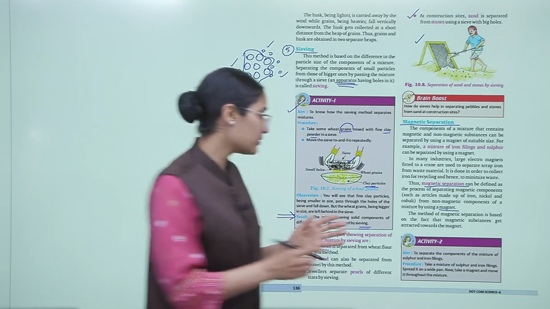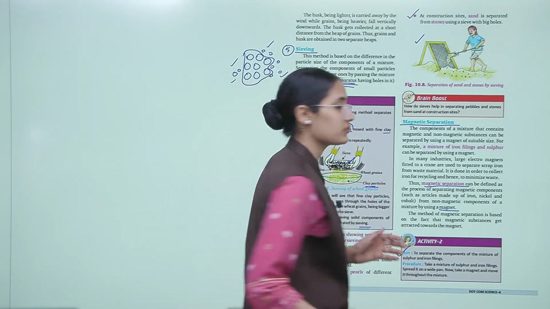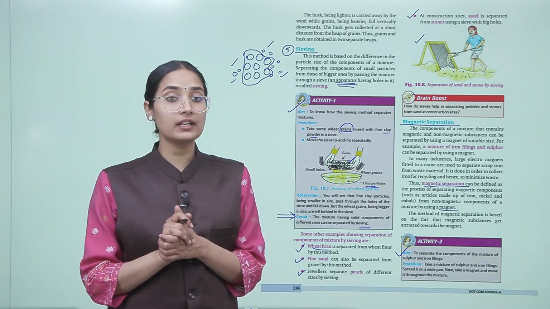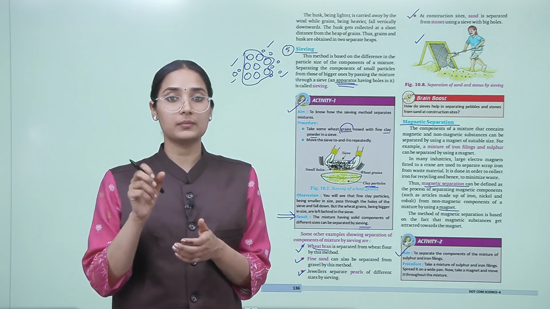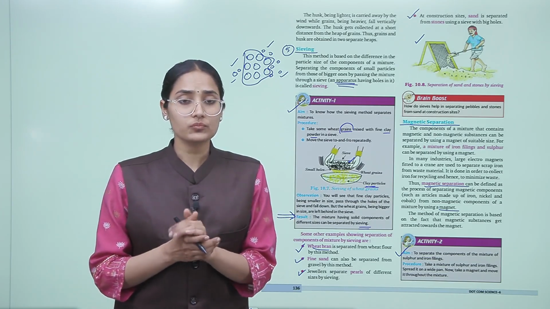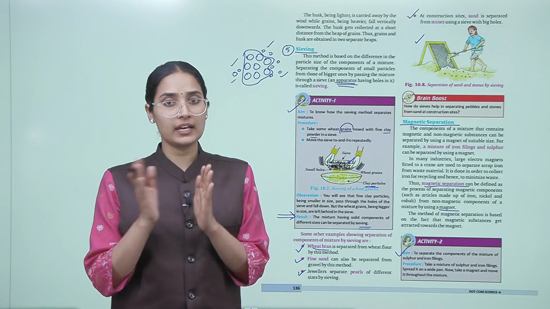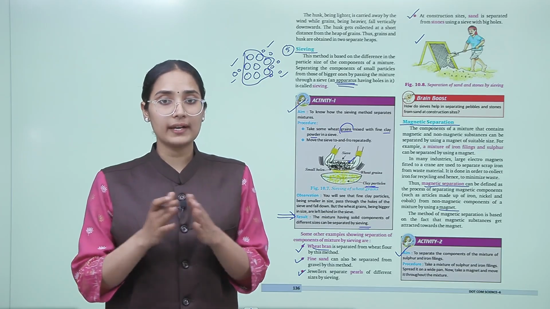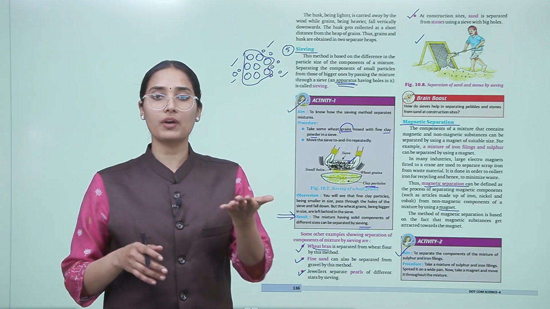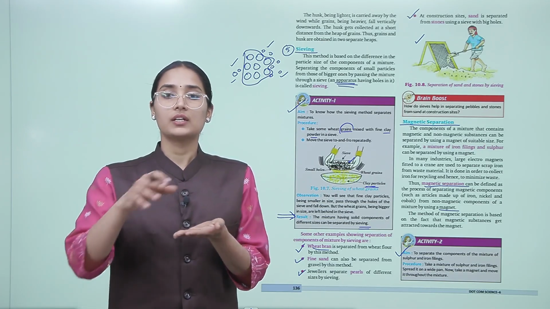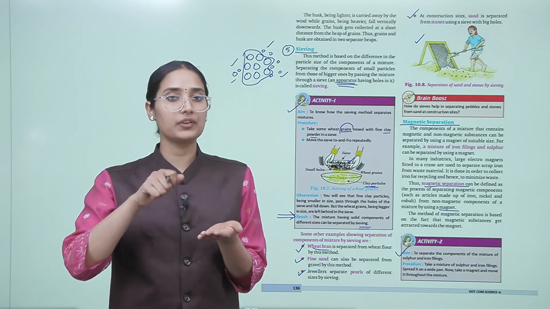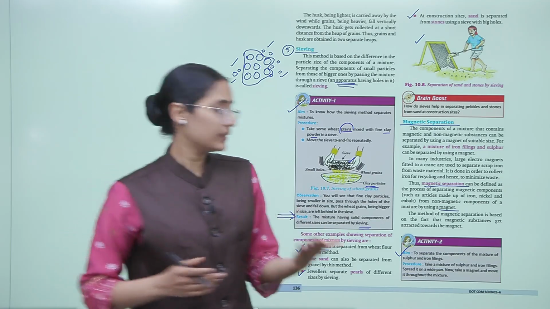Now let's do one activity to separate the components of the mixture of sulfur and iron filings. Now here iron filings is what? It will be attracted by the magnet. So we will need to take a mixture of sulfur and iron filings, spread it on a wide pan. Now take a magnet and move it through the mixture, okay? So what you have to do is take a wide pan, pour the mixture of sulfur and iron filings and move the magnet above it. Now let's go to the next page.